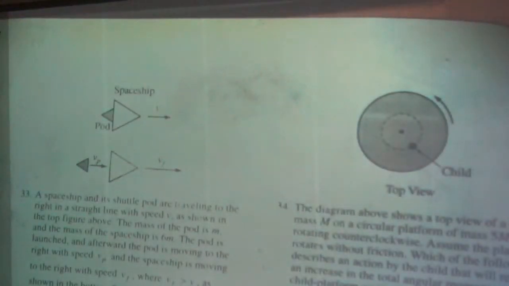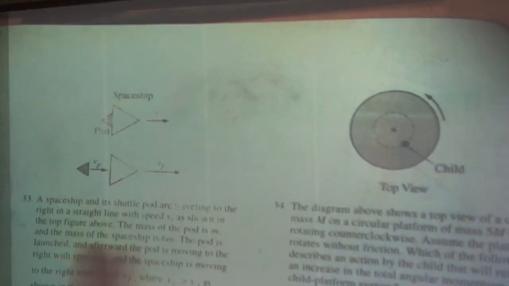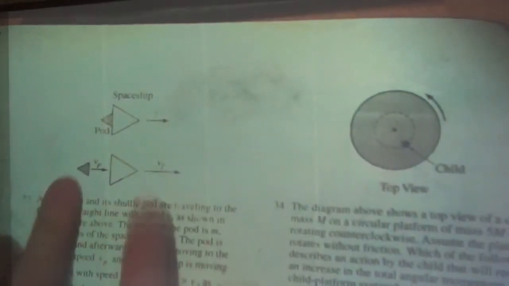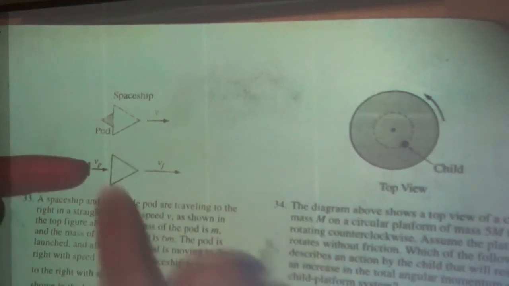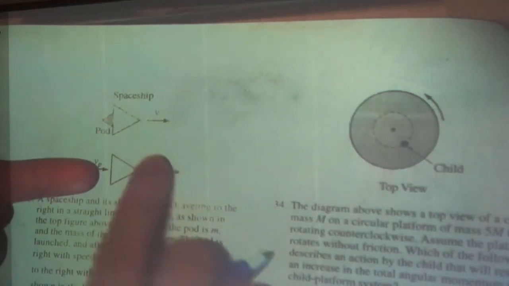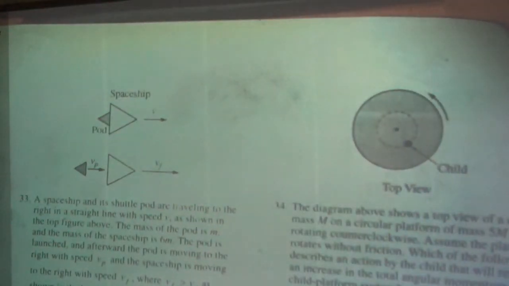A spaceship and its shuttle are traveling to the right in a straight line with a speed of v, so that's the first one. And then what happens? Okay, so they have a mass m and a mass 6m. The pod is launched, and afterwards the pod is moving with speed vp. Oh sorry, this is going this way? Oh, that's so weird. Anyway, it's still going this way, but I guess less than this one, which is now going faster.